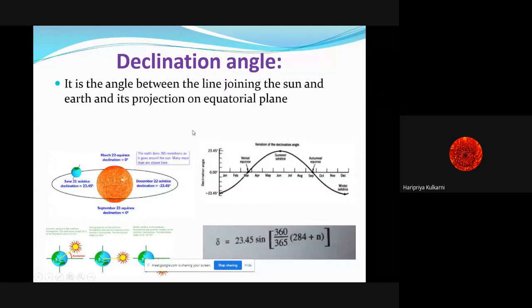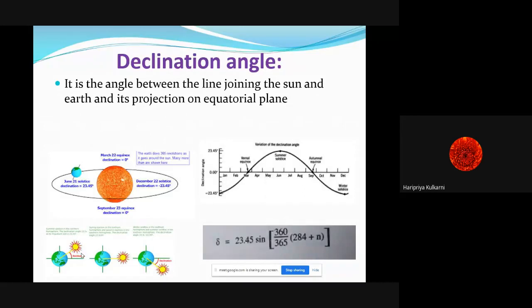Now let us move to the next definition, which is the declination angle. We have studied in our previous sessions that the earth is rotating around its axis and also around the sun, but the axis of the earth is not a vertical line; it is tilted by some angle. That angle is called the declination angle. You will study various definitions in various books as well as on Google, so I'll tell you the simplest definition. It is the angle between the line joining the sun and earth and its projection on the equatorial plane.